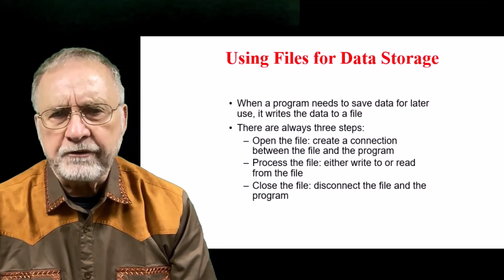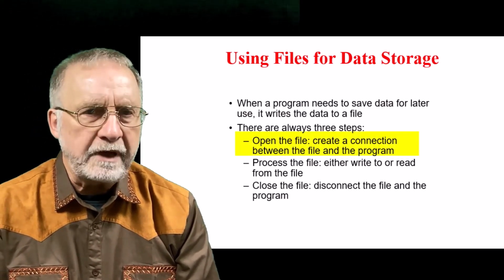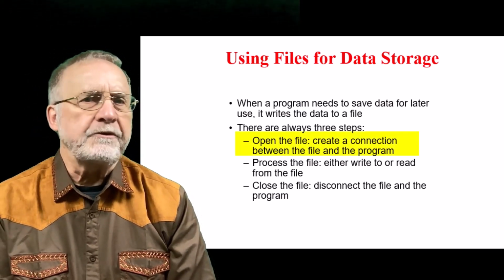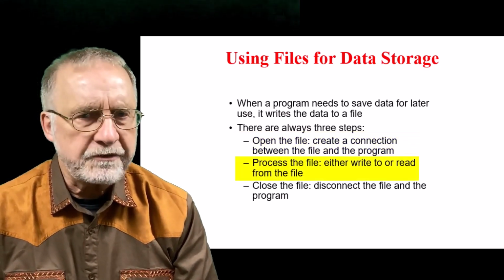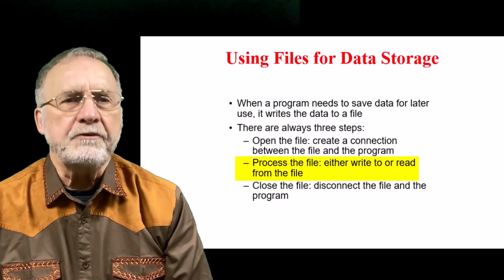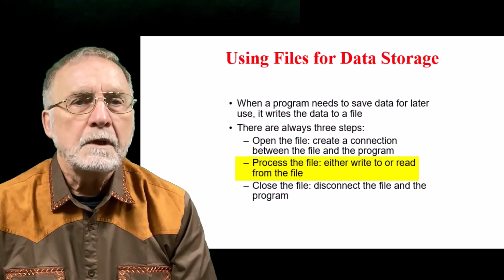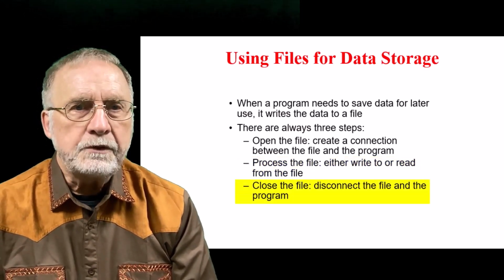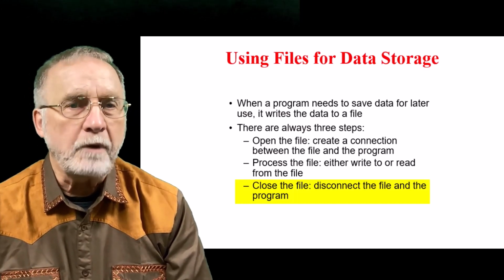When working with files, there are always three steps. You open the file. This is where you create a connection between the file and the program. You process the file. You will either read from the file or write to the file. Often this requires a loop. Close the file. You disconnect the file from the program. If left open, the file can become corrupted.